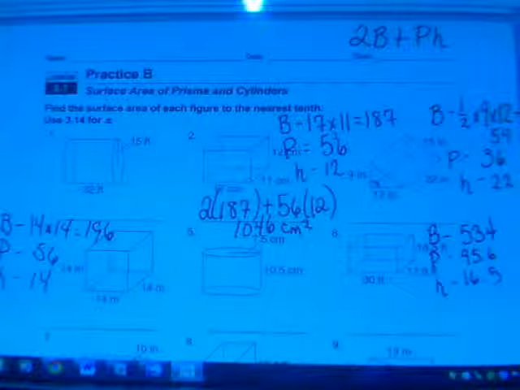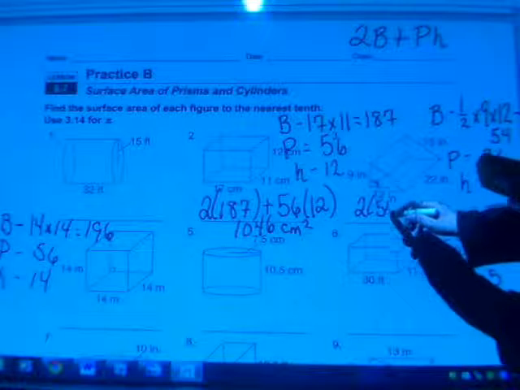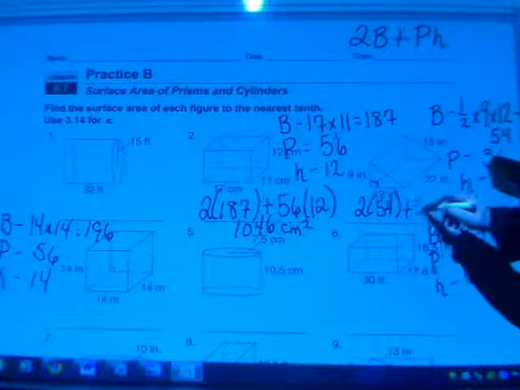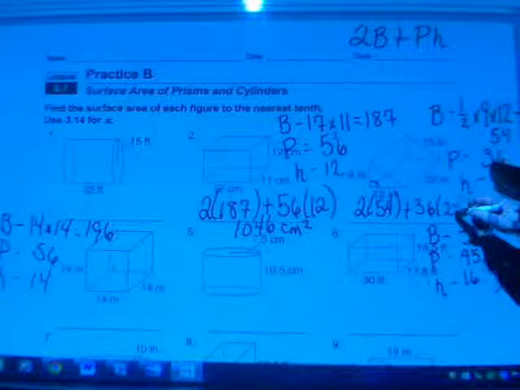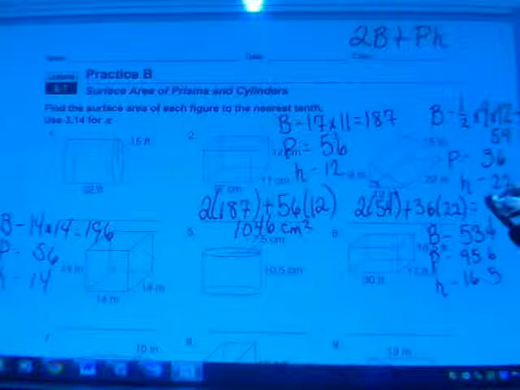Okay, number 3, 2 times the B number, 2 times 54, plus the P number times the H number, 36 times 22. And again, we're going to solve that one out. Again, multiplications first, then go back and grab the addition. So that's the same as 792 plus 108, and that's an even 900, and that's inches squared.